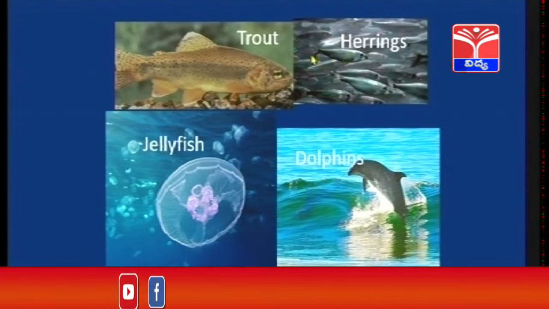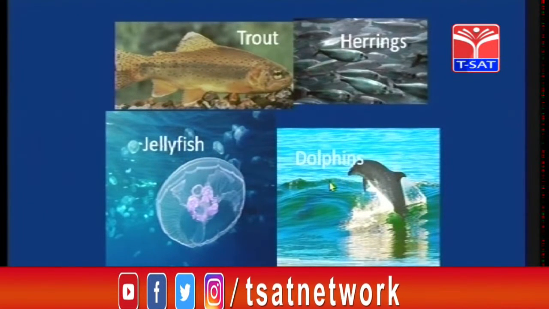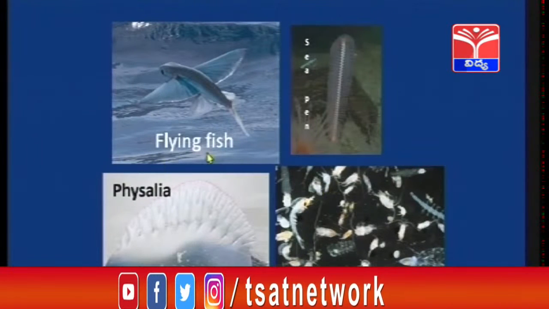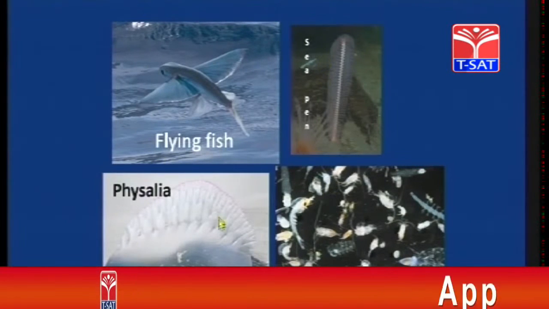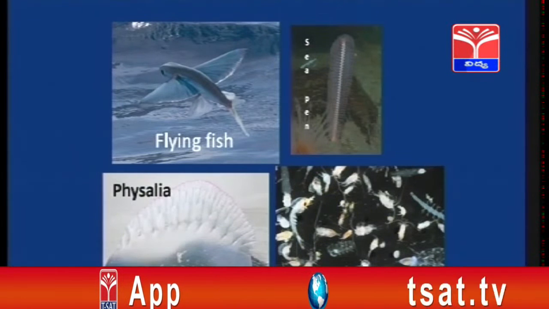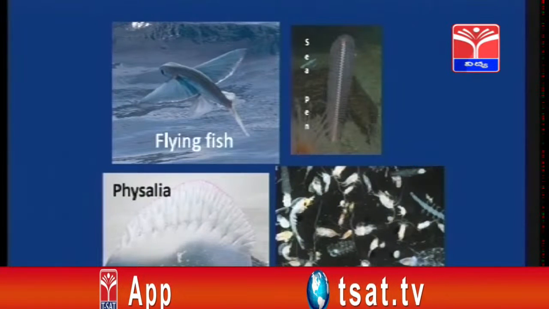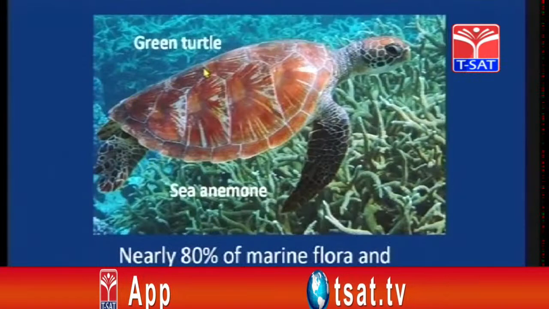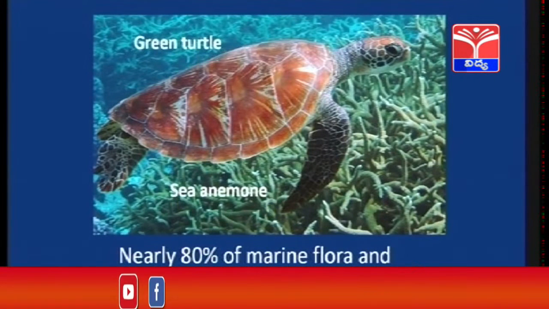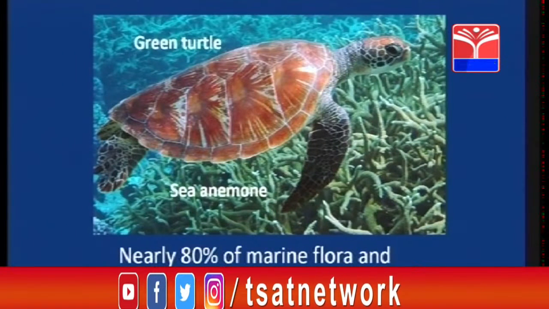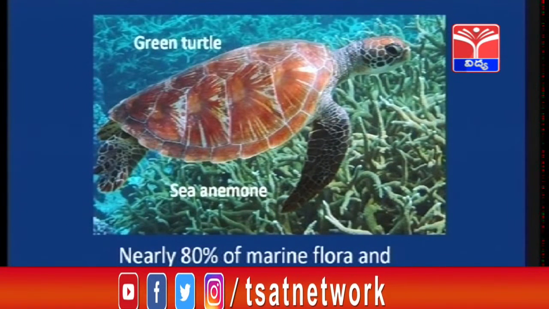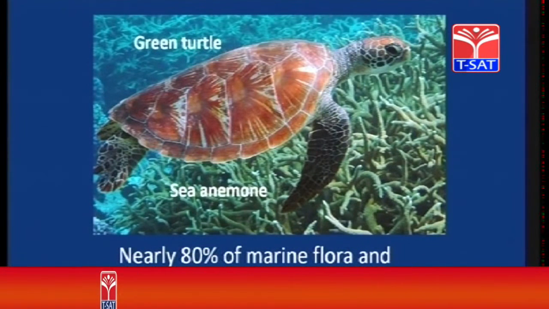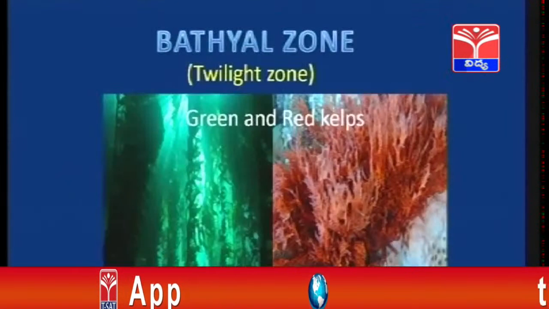Now trouts, herrings, jellyfishes and dolphins are present in the euphotic zone. Flying fish, sea pen, phycelia and different types of crustaceans are also found in this zone. Green turtles, sea anemone. Now children, here 80% of marine flora and fauna are found in this zone because of the light penetration. That's the reason it is called the euphotic zone.